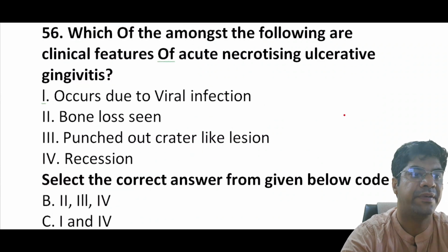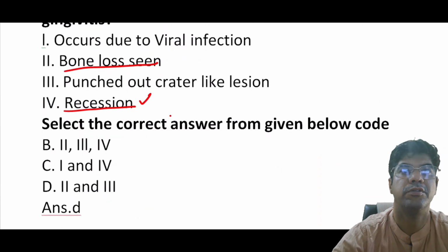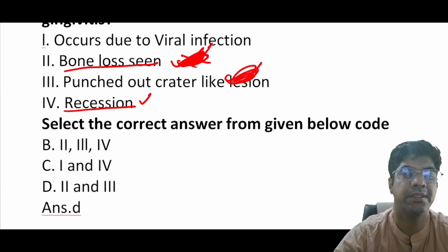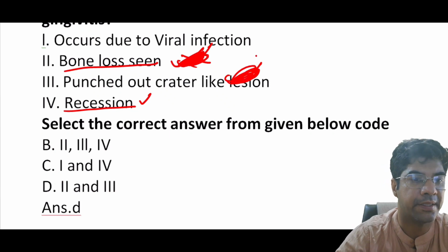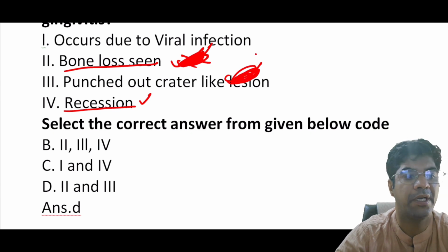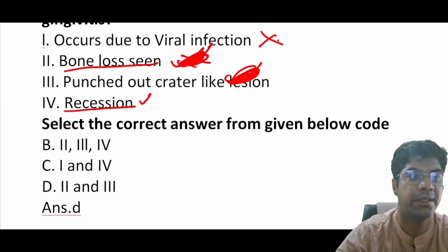Which of the following features are true regarding the NUG? Well, the answer is D. So the answer is bone loss is true, and punched out crater-like lesions, this is true. NUG is primarily caused by the Fusobacterium, Prevotella and spirochetes, and it is not typically due to a viral infection. So option A is incorrect.